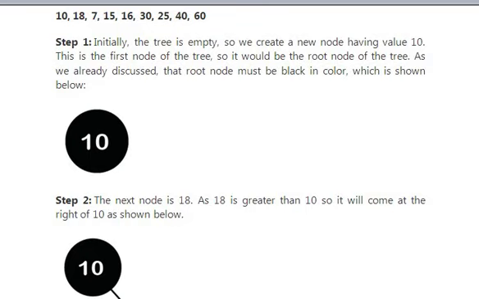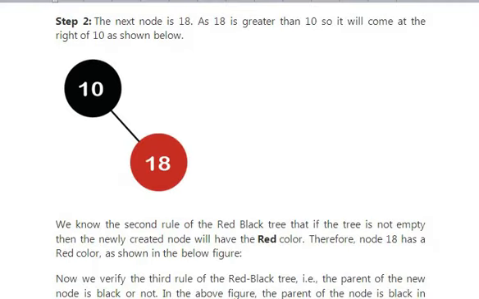As per the properties of red black trees, the root node must be black. Now insert 18. As 18 is greater than 10, it will come to the right of 10. As per the rule of red black tree, if the tree is not empty, then the newly created node will have the red color. So 18 has a red color. And we verify the third rule, the parent of the new node is black or not.